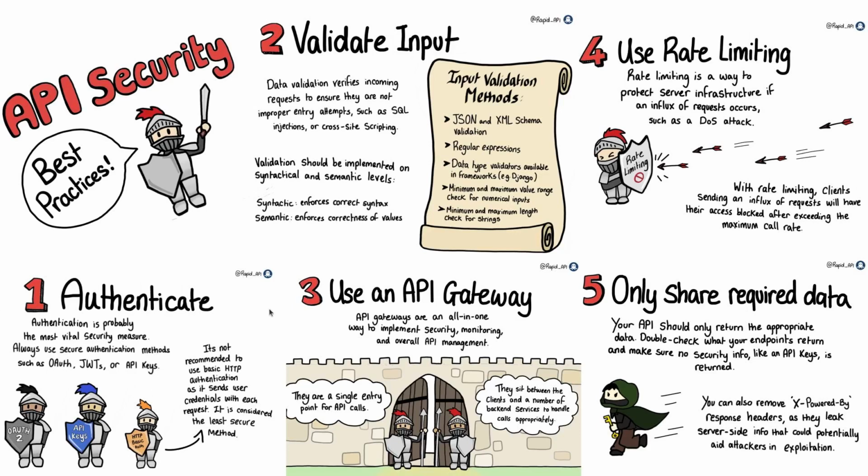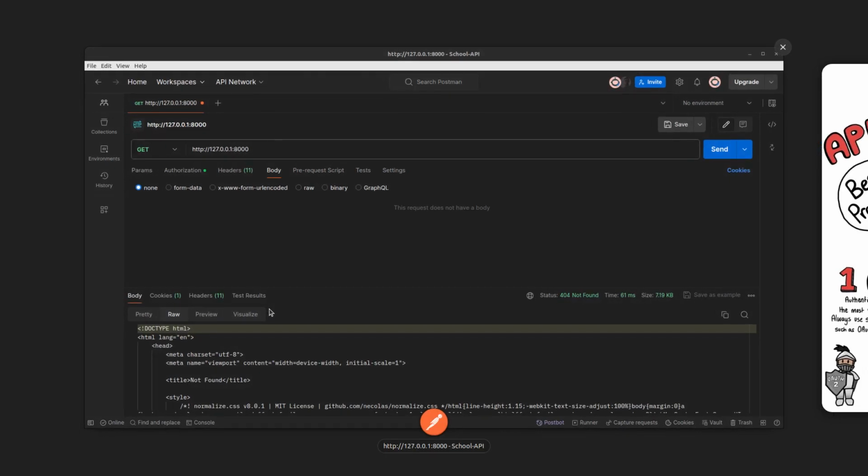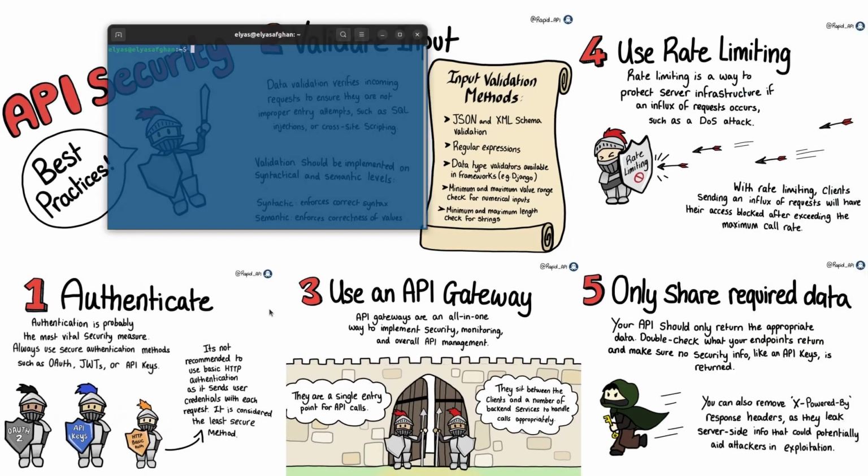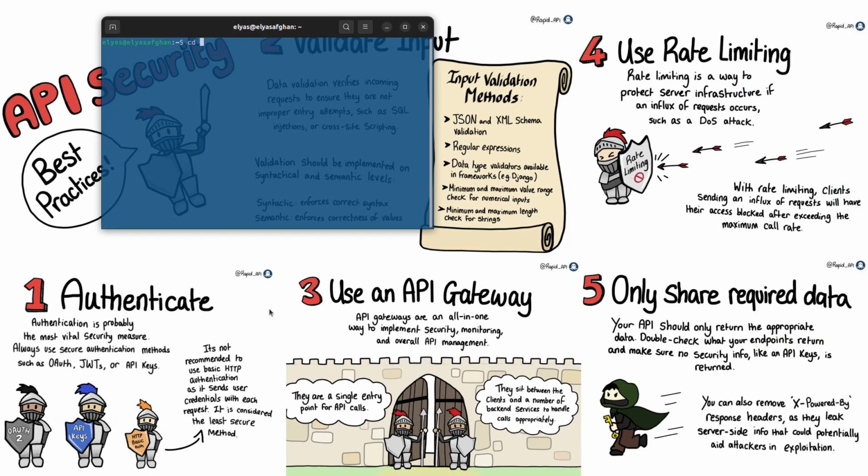Hi everyone, let's have a simple work with Postman. First, we should open our project. See, this is the directory of our project. Now we run the artisan. Now let's come to Postman.